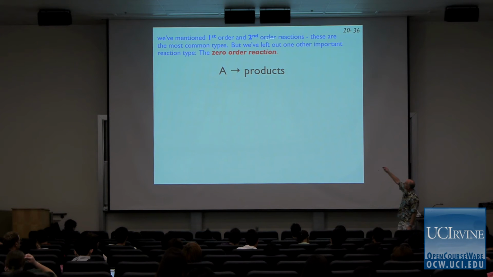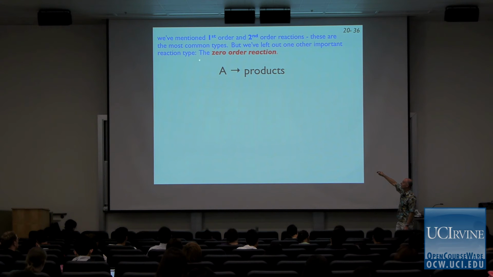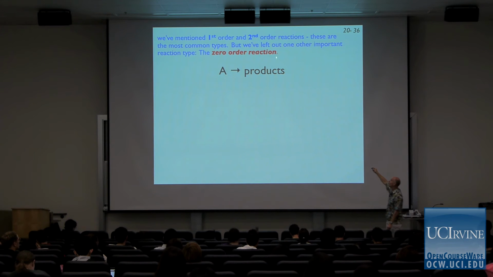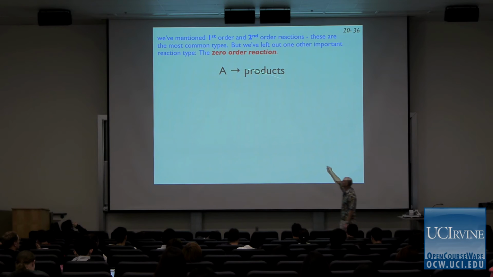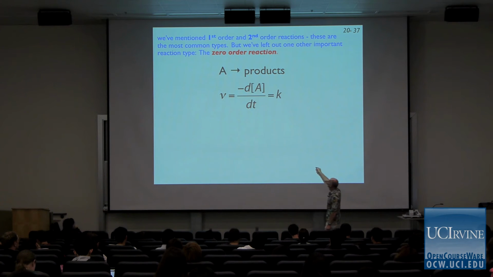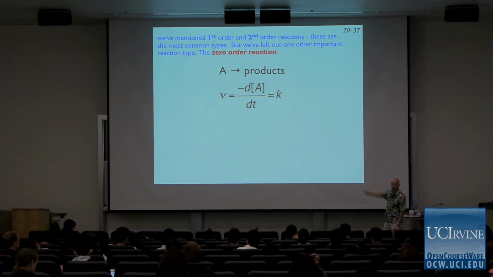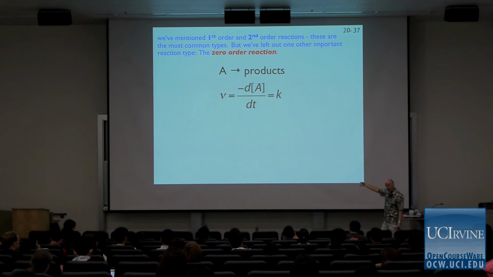Okay, we've mentioned first and second order reactions. These are the most common types, but we left out one other important reaction that we talked about in your quiz today, which is the zero order reaction, in which A goes to products. A zero order reaction is characterized by a differential rate law that doesn't depend on the concentration of A. That's a little odd. The rate doesn't depend on A. If I make A small, I get a rate, and if I make A big, I get the same rate. That's odd.